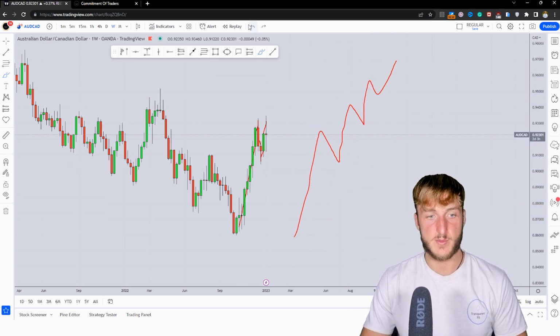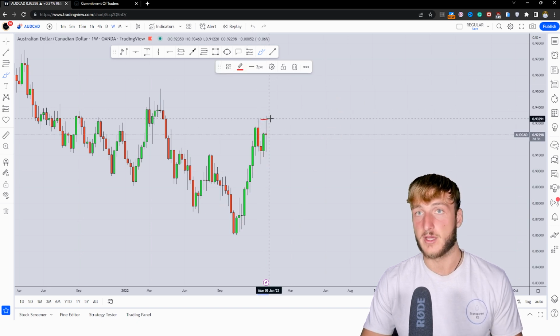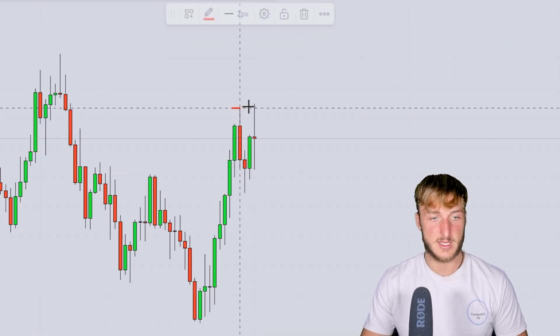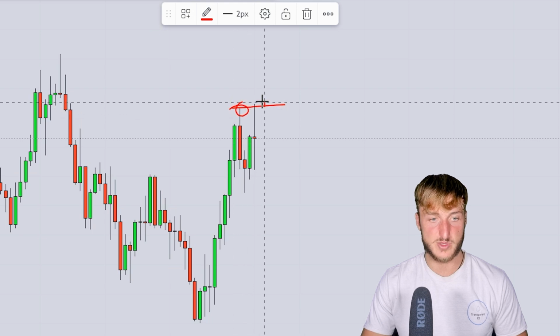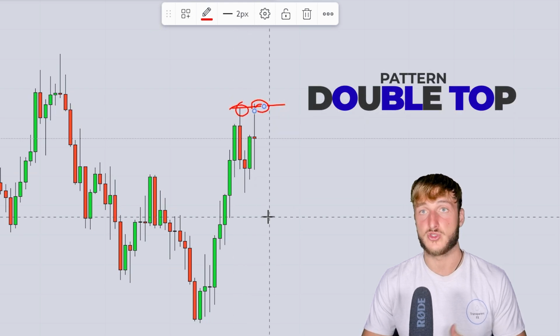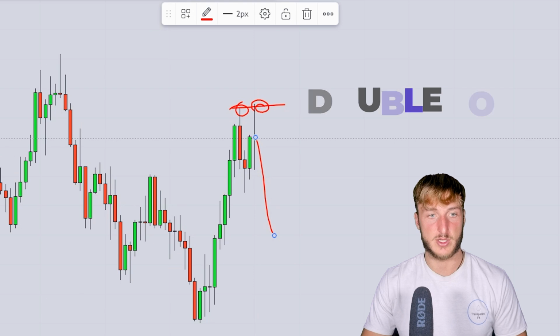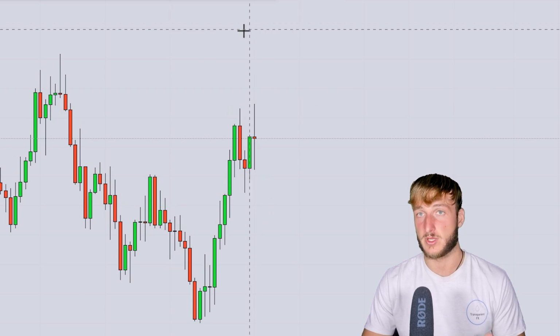However, in this case, the market failed in creating a new higher high because it stopped exactly at the previous high. So we essentially have the possibility here of printing this double top. And from here, the market could create a potential rejection to the downside.